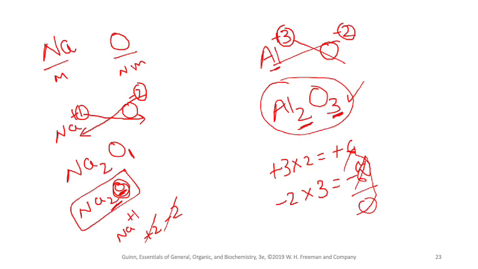So this is how you can make an ionic compound between any metal and non-metal, if you know the charge on each metal and non-metal which you are going to combine.